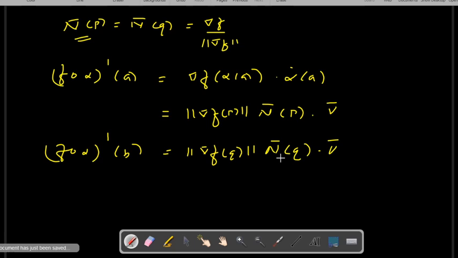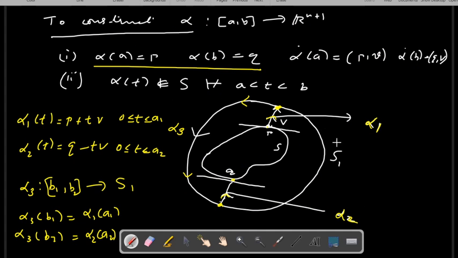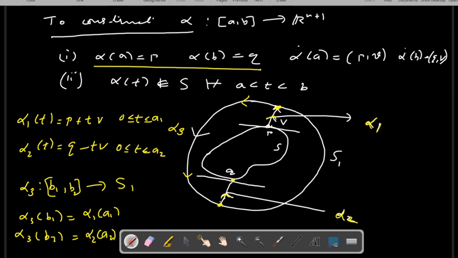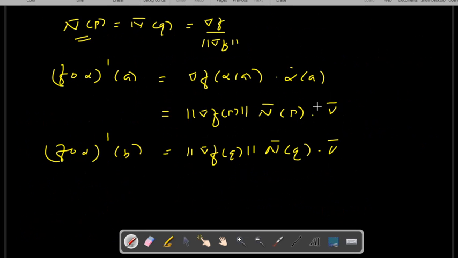Okay, and if this n bar has the same sign, if n of p and n of q have the same sign, what will happen? f circle alpha dash of a and f circle alpha dash of b will have the same sign. I told this will come plus or minus n bar of p and n bar of q. What have you got here? Just see. Here it is a plus or minus v. If it is the same sign, when you take the dot product, both will be plus or both will be minus, correct? So this will be either plus or minus if these two are equal.